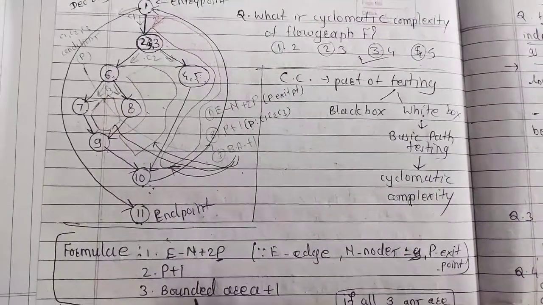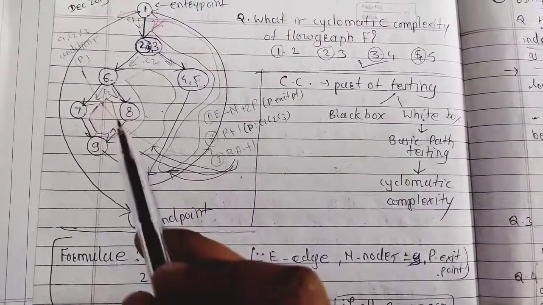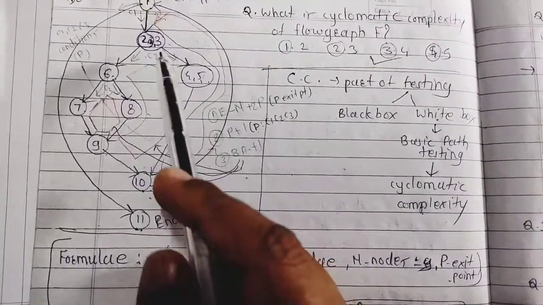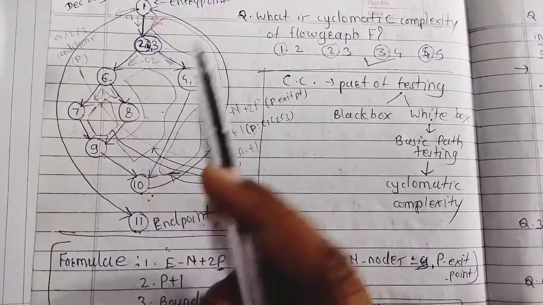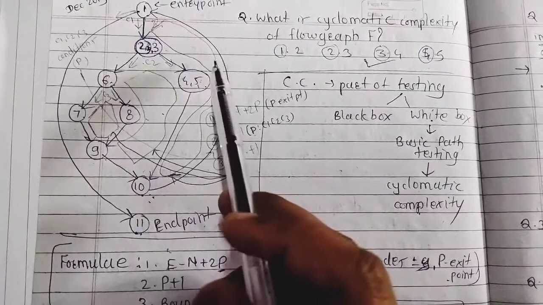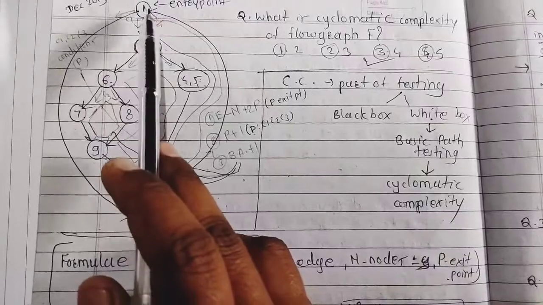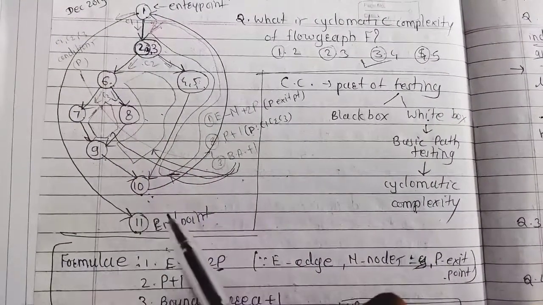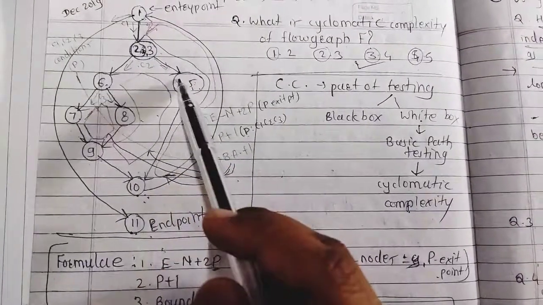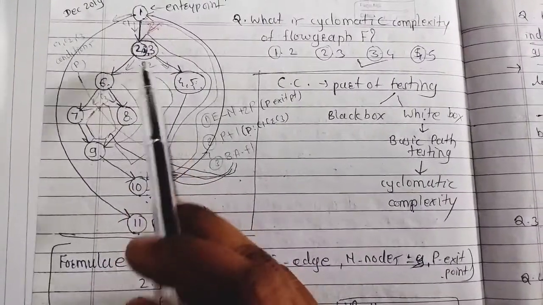Now the third formula is bounded area plus 1. What is a bounded area? A bounded area is a closed area. Here is one closed area, shown by the red lines. Here is a second closed area, which is also bounded, and the third one is also bounded, shown in red. The predicate nodes are shown here in green. The first part is if else, here is if else, and here is if else. So there are 3 predicate nodes.